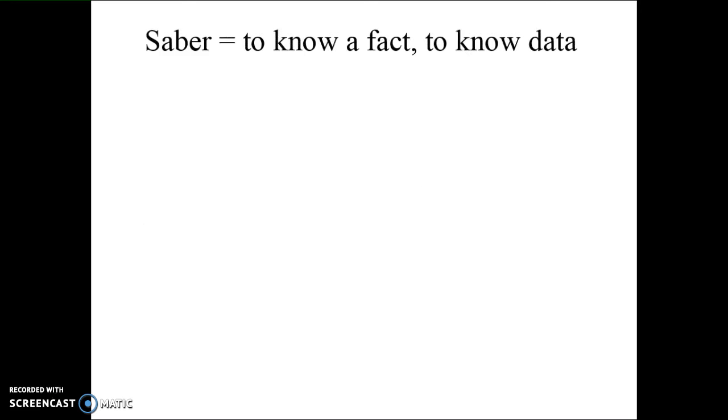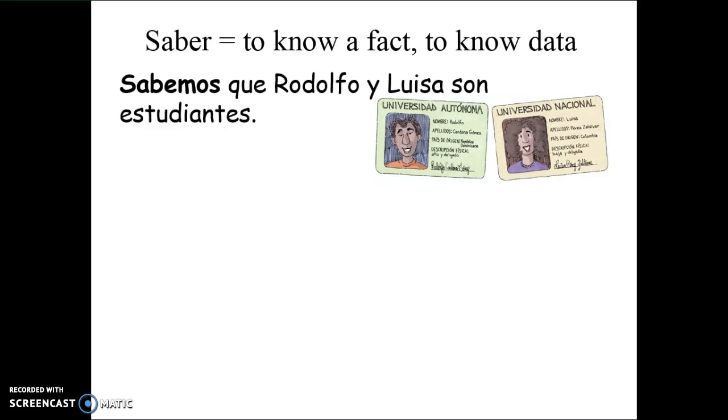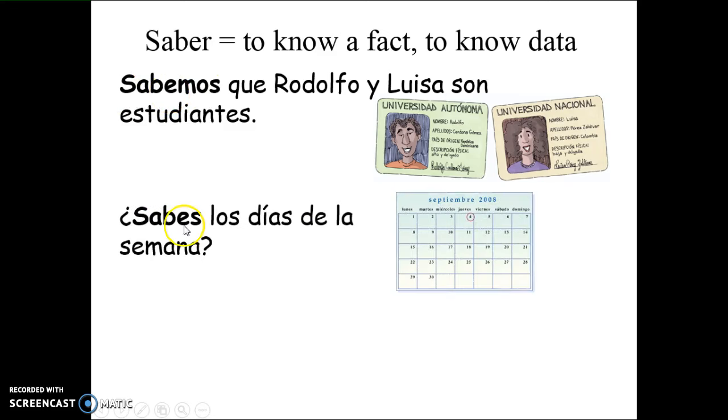Now, when do you use it? Because again, the other verb that we'll talk about later also means to know. So how do we know when to use it? You use saber if you want to talk about knowing a fact or knowing data. For example, sabemos que Rodolfo y Luisa son estudiantes. We know that Rodolfo and Luisa are students. That's knowing a fact or knowing data. So we use saber, and that's how you conjugate it for we know. ¿Sabes los días de la semana? Do you know the days of the week? Again, you're asking about a fact or data.